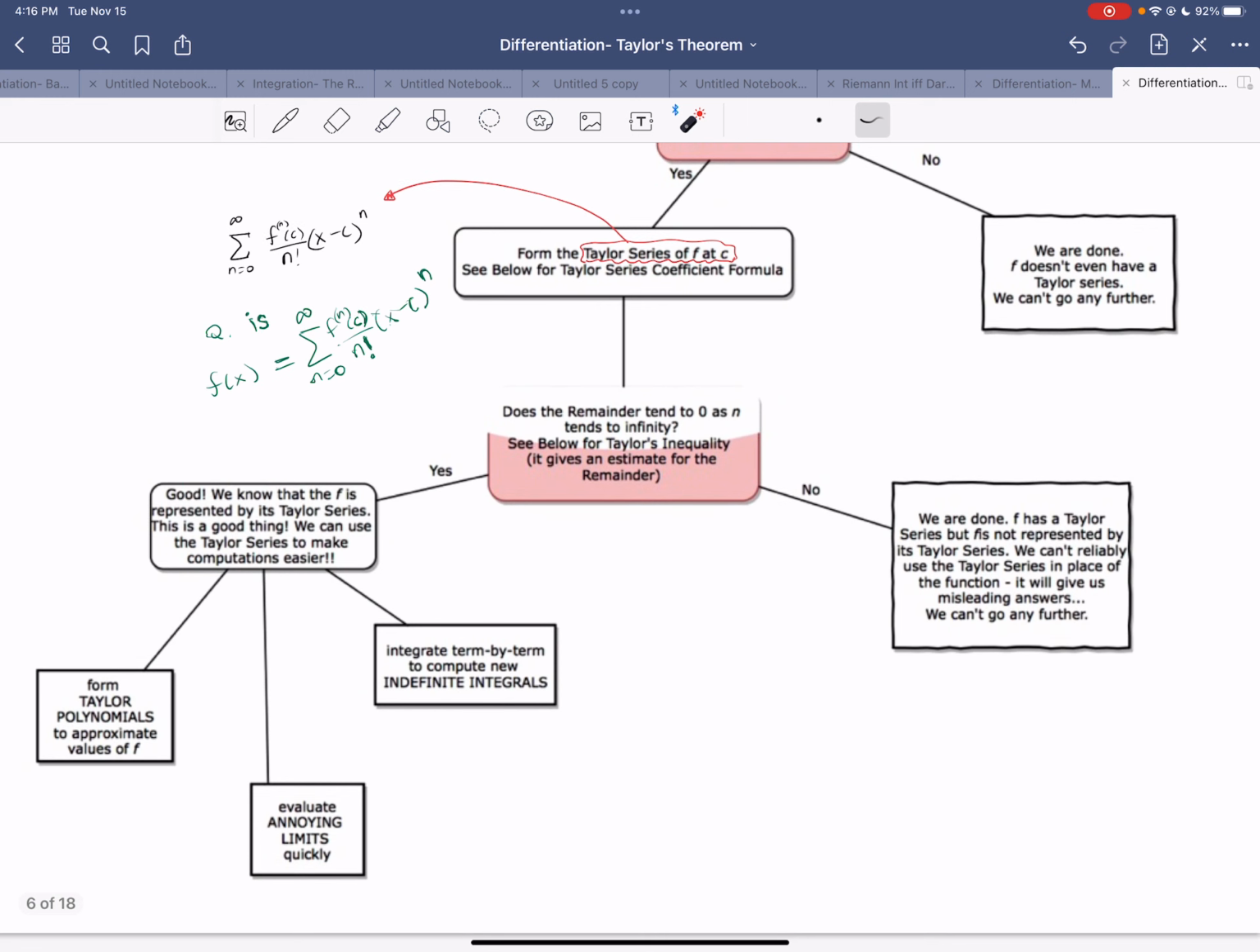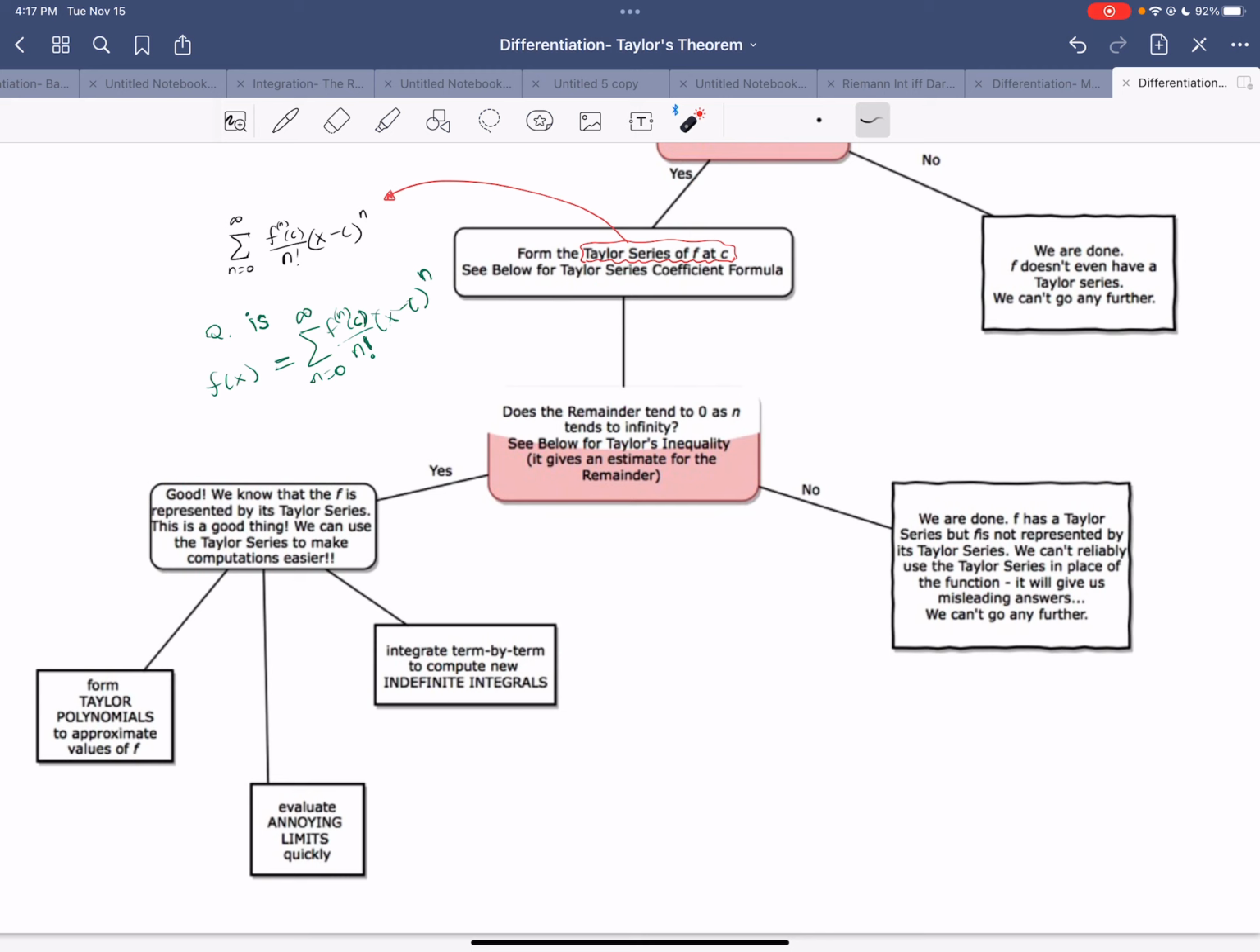But now, suppose your remainder doesn't go to 0. Then you're done. Your function has a Taylor series, but it's not represented by its Taylor series. The Taylor series doesn't converge to the function. If you try to use the Taylor series in place of the function, it won't work. You can't reliably do that. You'll get misleading answers because your Taylor series is converging, but it's not converging to the function that you want it to.